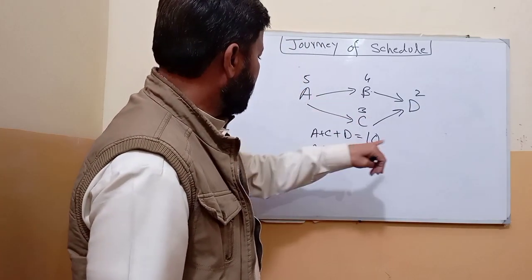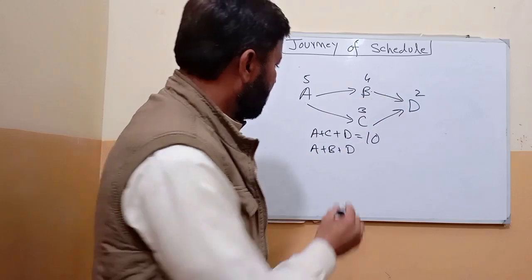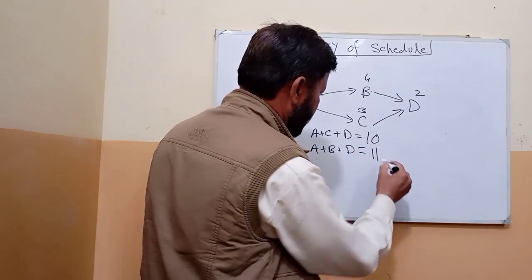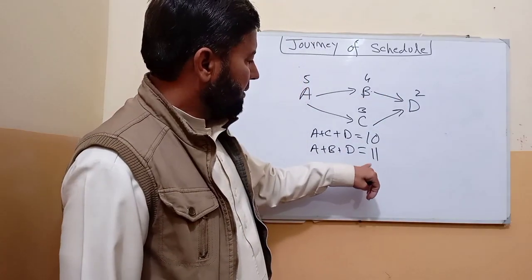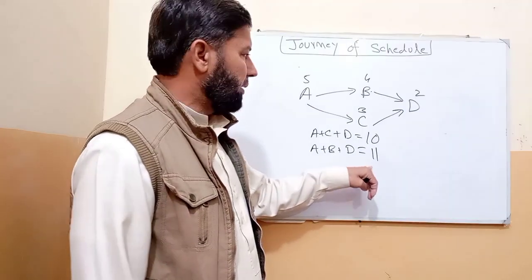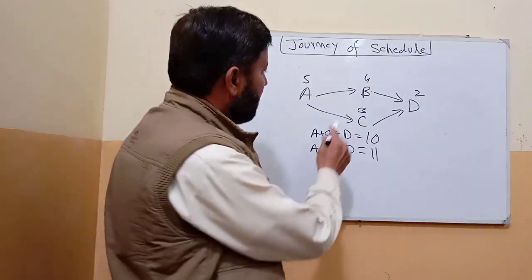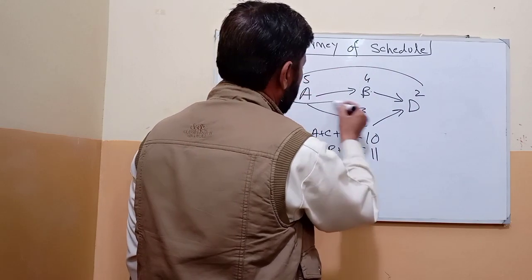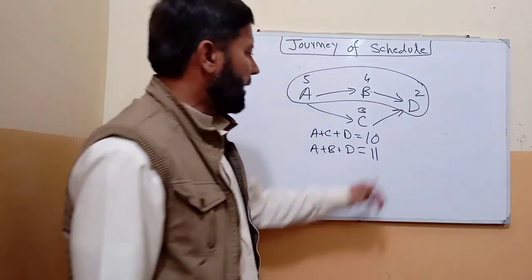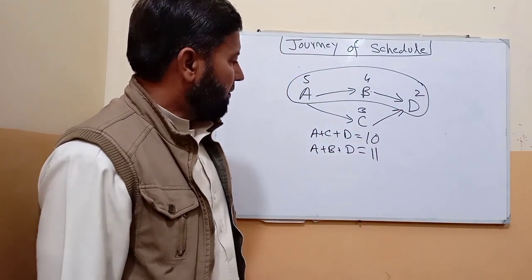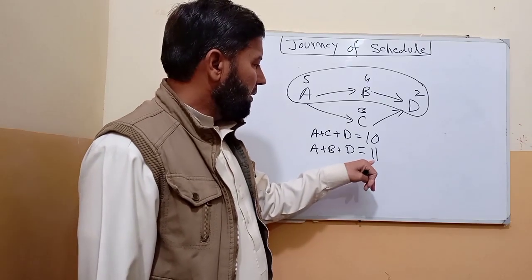Then A, B, D: 5 plus 4, 9 plus 2, 11. The longest path is the critical path. A, B, D is the longest path. This is the critical path. And what is the float?